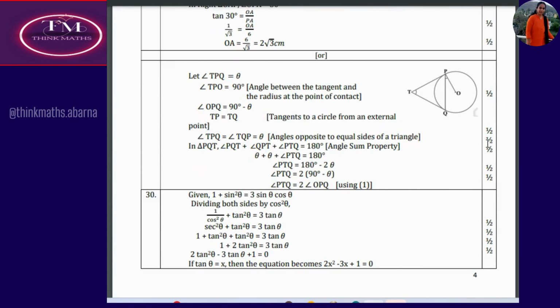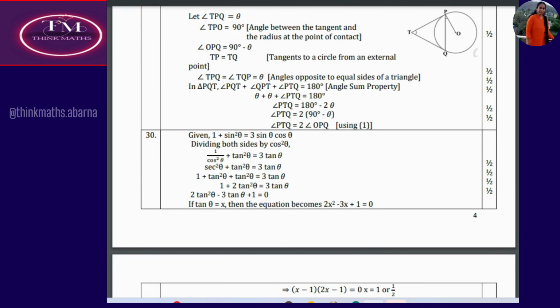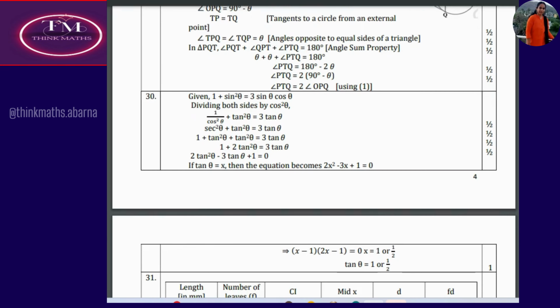In the same way, the marking scheme for this problem is also given. For each step, there are half marks. So just note this down. Using this marking scheme, you can score more marks.